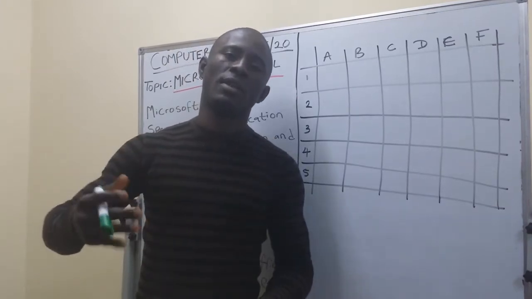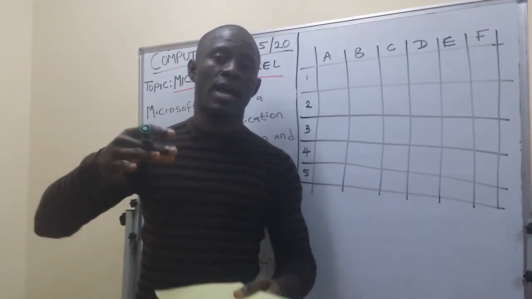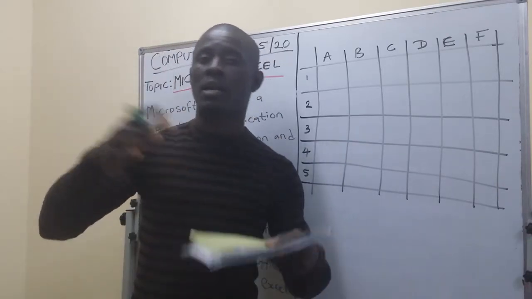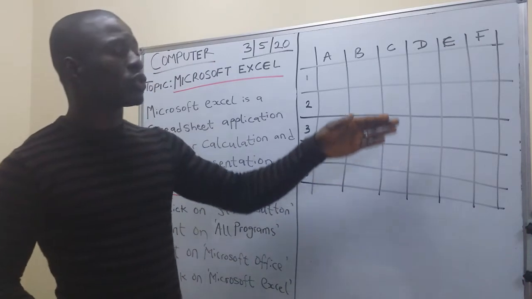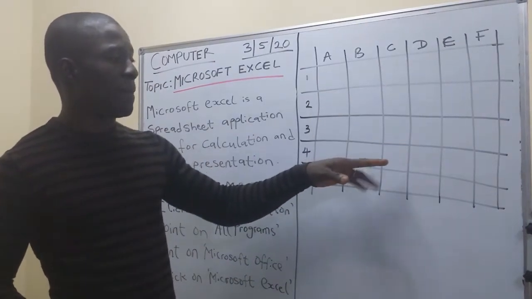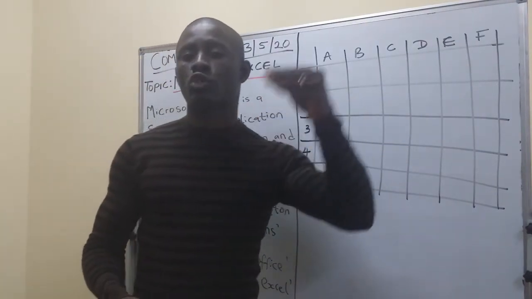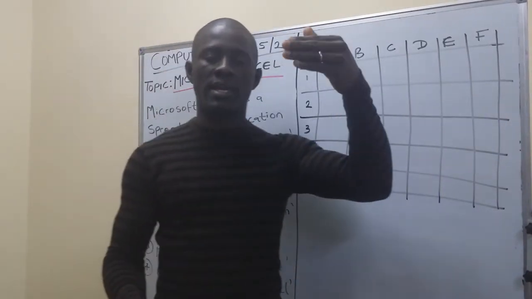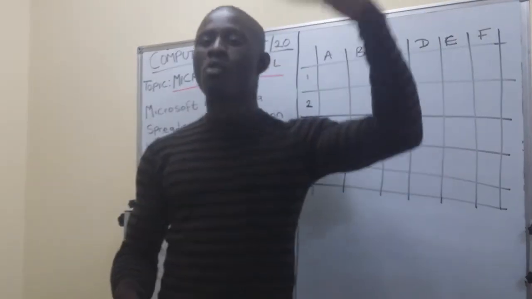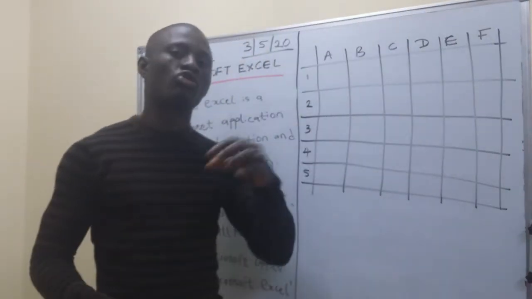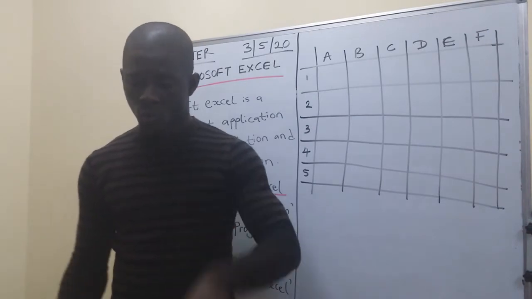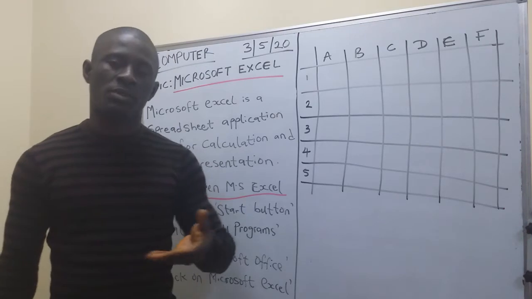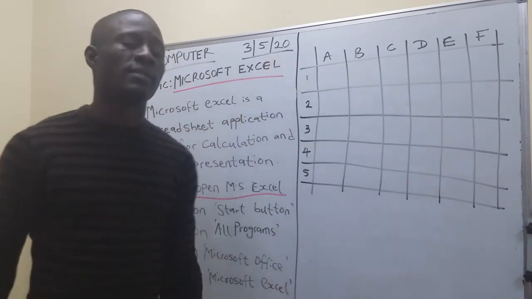There are even some other functions in Microsoft Excel, like IF, less than, greater than, and all. For example, you want a calculation whereby if the number is not up to 100, let the color be red. If it is up to 100, let the color be green. If it is above 100, let the color be green. Such a thing is possible with Microsoft Excel. But we'll start from scratch. With time, we'll get to that level.